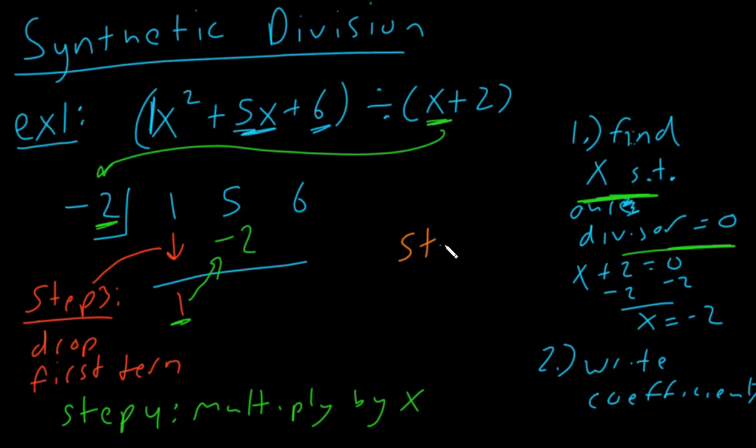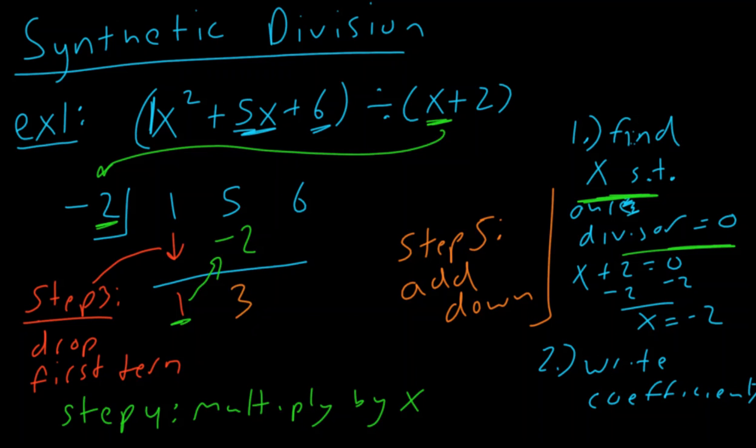Okay, and then our fifth and final step, let me keep this in orange, actually. Step 5 is that we're now going to add. We're now going to add down. So what is 5 plus negative 2? Well, that of course would be 3.